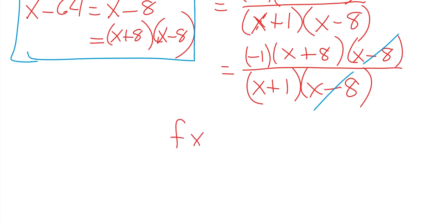F of x is equal to, and we can put that minus sign out front now. We can write it as minus x plus 8.